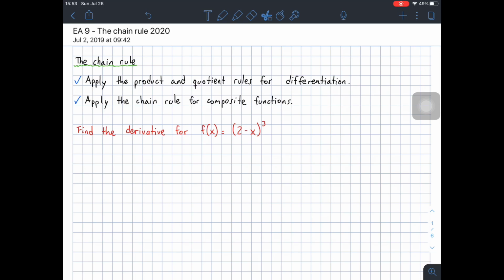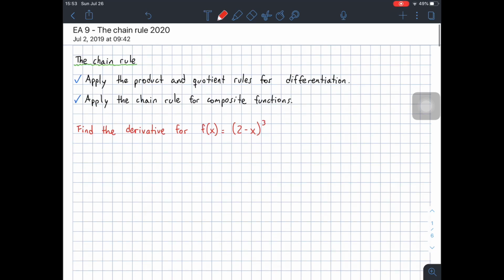Okay, so let's start by trying to find the derivative of this function, which is there in red. It says find the derivative for f of x equals 2 minus x to the power of 3, right? How do you think we can find the derivative for this function? We may think about applying the power rule, right? If you remember, for example, if we want to find the derivative of x squared, the derivative is directly 2x, right? If we apply the power rule, right?